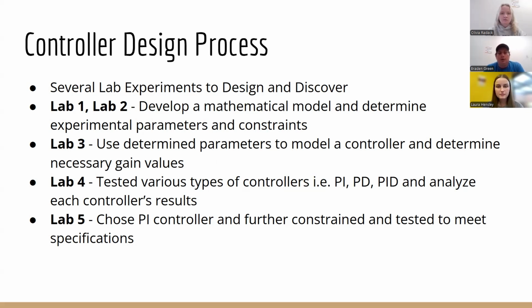In the lab, after we had determined all of these values, we tested the various types of controllers discussed earlier, like the proportional integral, the proportional derivative, and the hybrid controller. And we analyzed each of these controllers' results to determine which of these controllers would fully meet our customer specifications. In the final lab, we decided to use a proportional integral controller because it fit our specifications the best. We further constrained and tested this controller to meet those specifications.